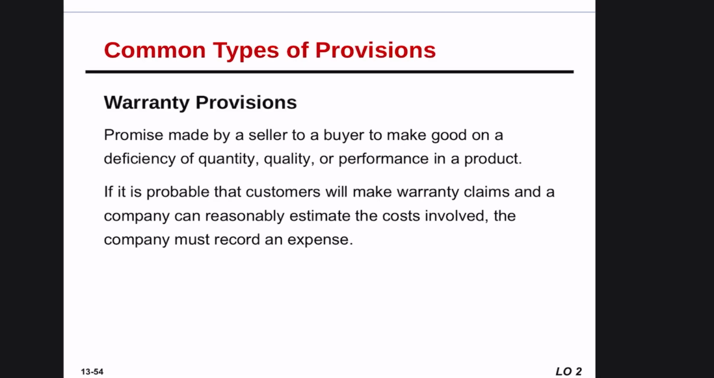Okay, and then we have warranty provision, which is a promise made by a seller to a buyer to make good on a deficiency of quantity, quality, or performance in a product. So typically we're just promising our customer that if something bad happens to a product, or you're dissatisfied with the quantity, quality, whatever it is, you can come back and we will fix it. Okay, so if it's probable that the customer will make a warranty claim, and the company can reasonably estimate the cost involved for fixing that product, the company must record an expense. They have to recognize a provision.